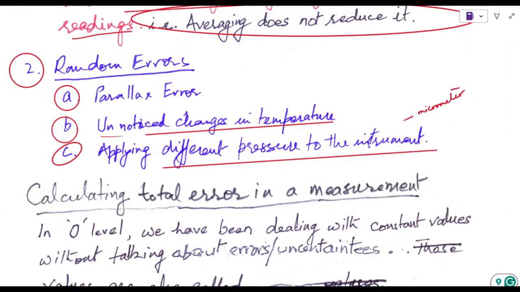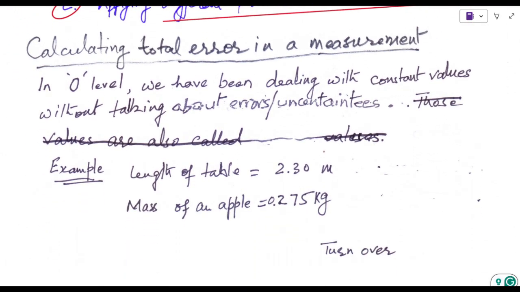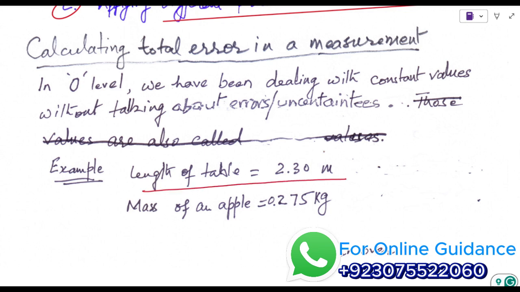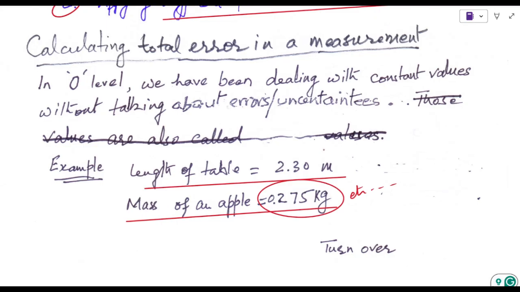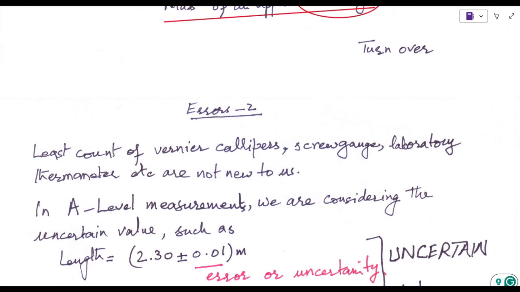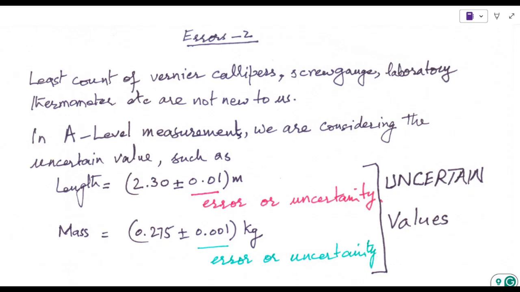In our O-level, we used to record the measurements in a manner as shown, that is, length of a table is equal to 2.30 meter or mass of an apple is equal to 0.275 kilogram, etc. There was no mention of error. But in A-level, we are supposed to work on the errors and uncertainties in a detailed manner and calculate them. So you must remember that errors and uncertainties are one and the same thing. You don't have to differentiate between them.